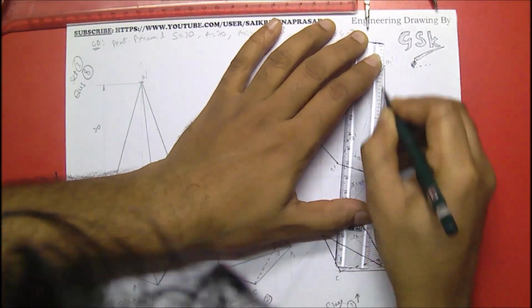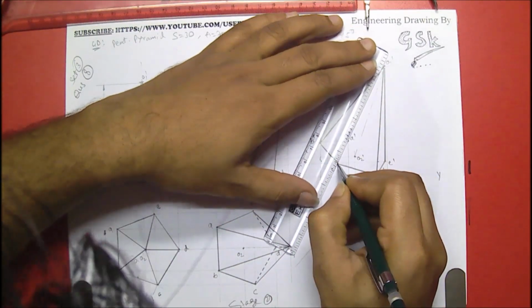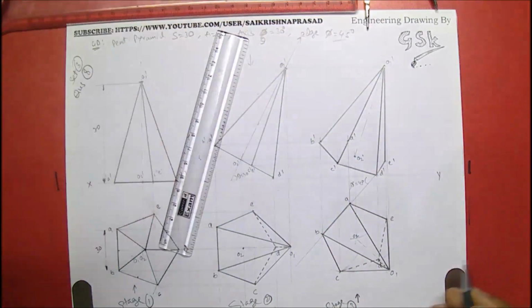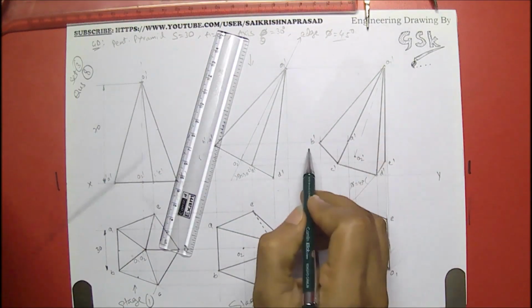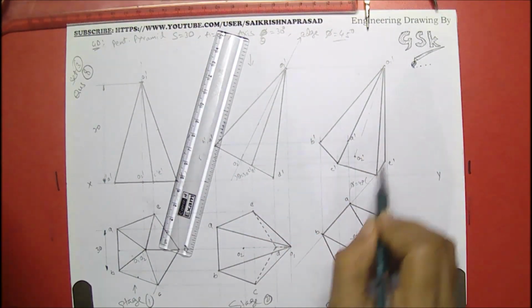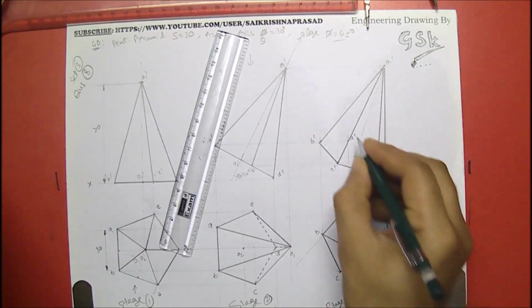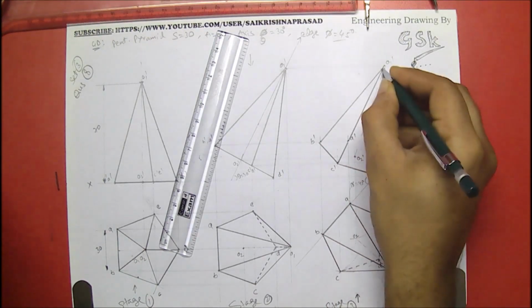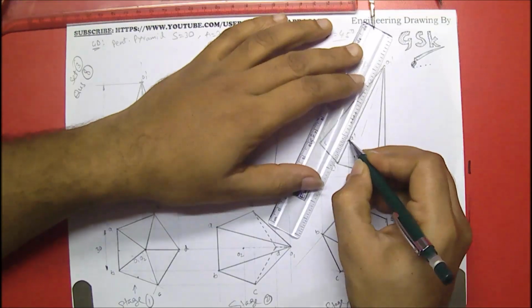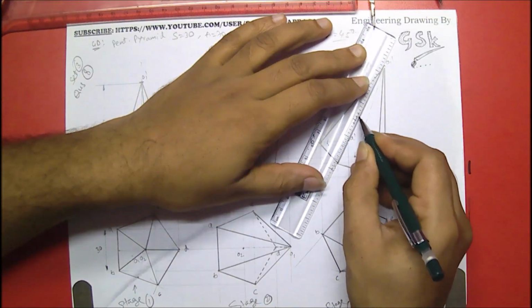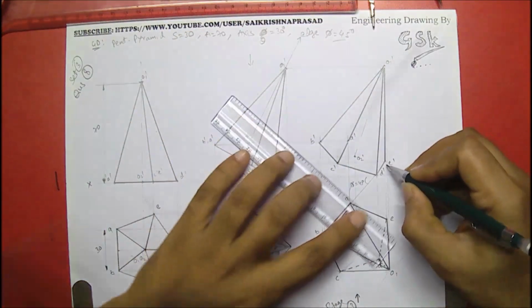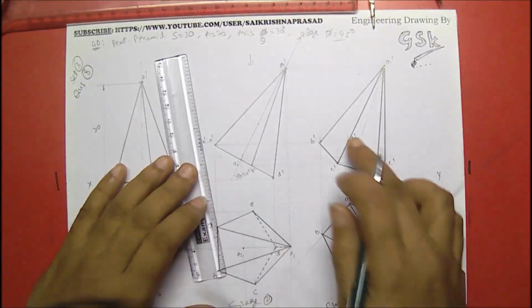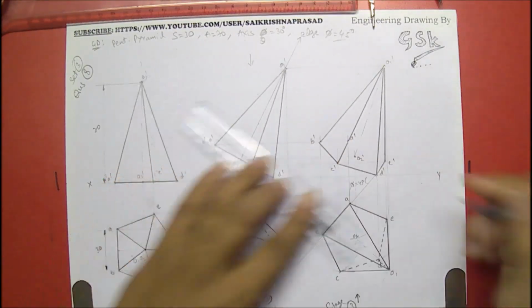All are dark. See here, B, O1 dark, C, O1 dark, D, O1 dark, E, O1 dark, and A dash and O1 dash are hidden. Means at this back line, hidden lines. Okay. Next, coming to AC, AE, that is hidden, AB hidden.